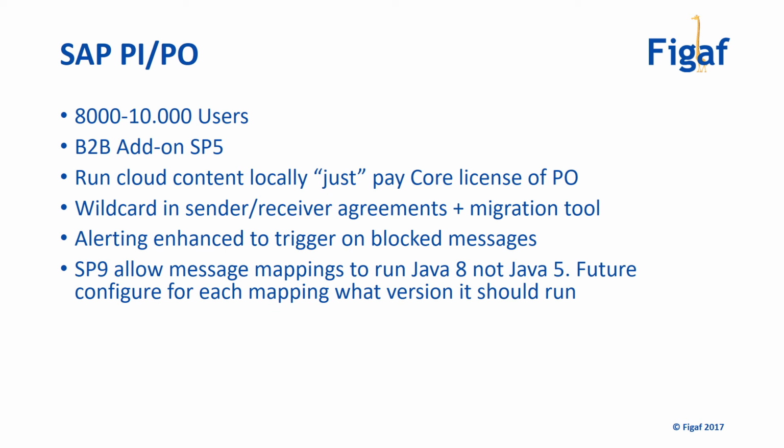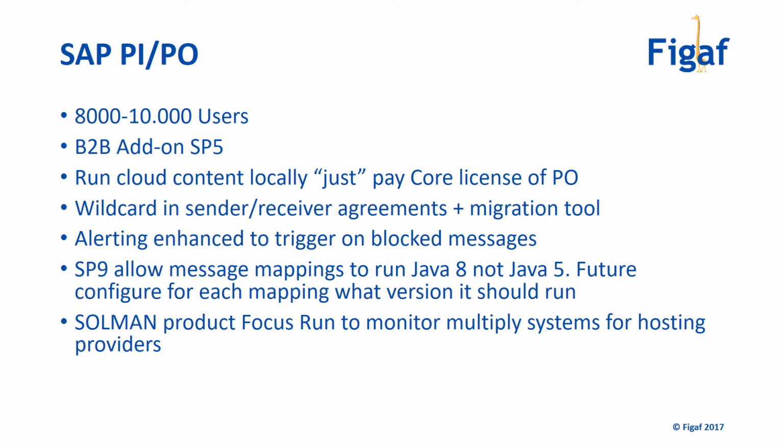With SP9, you can run Java mappings in Java 8 and not the default Java 5. And then in future, it should be possible to configure this. So you're not bound by the version that the system selects. So if you upgrade to SP9, all your mappings need to be compiled, or maybe it was first if you edit them, they will be recompiled to Java 5 or to Java 8. And obviously it's good for some libraries, but for others it may be a little challenging trying to run them on a newer release.